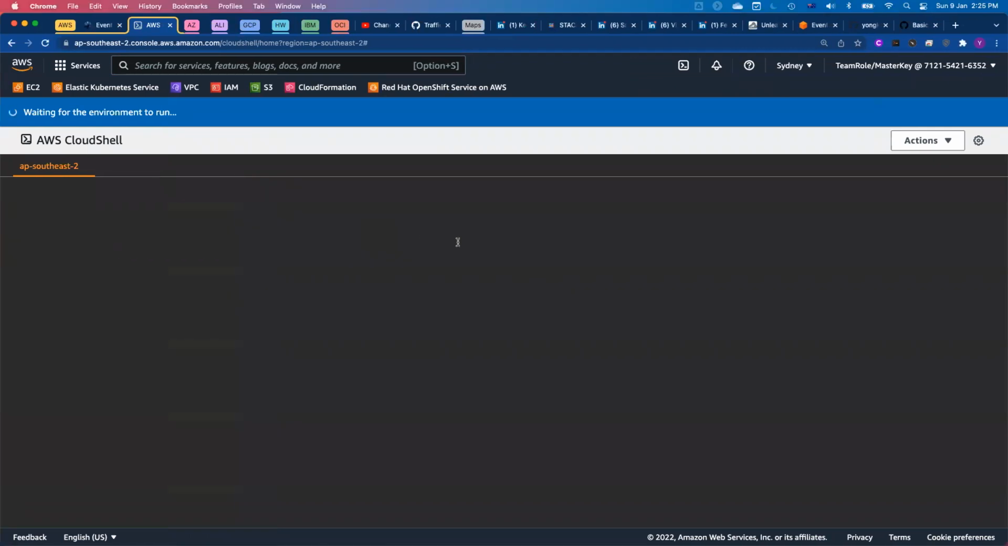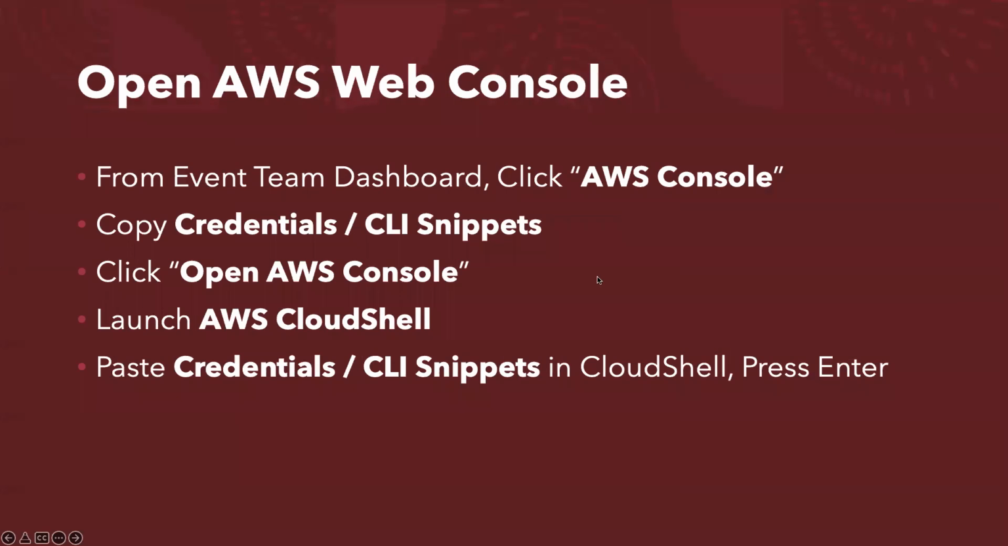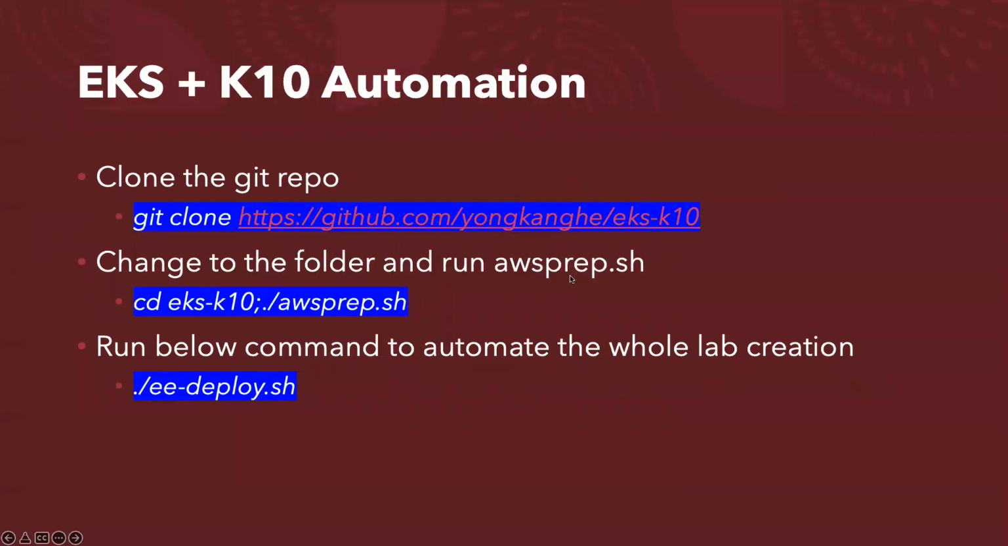Okay, so while we are waiting for the Cloud Shell ready, I'm gonna come back to the slide deck to show you the next step. So the next step is how to automate the EKS cluster creation and also deploy Kasten K10. So what you need to do is three steps: clone the Git repository, and secondly, change to the folder and run aws-prep.sh. And the last step is you run ee-deploy.sh to automate the whole lab creation.